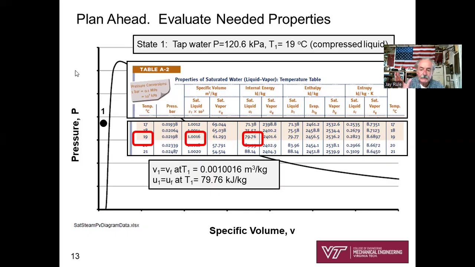Well, why am I writing down v? You need that for the work. Why am I writing down u as well? I'm looking ahead. I remember heat transfer. I remember the first law in my mind. I've got a picture of the first law in my head. I need internal energy, so I'm just going to write down u1 as well. So anyway, there we go. I've gone to my temperature table. I found 19 degrees at state 1, and I'm writing down my v sub 1 and u sub 1, both saturated liquid properties at the temperature.